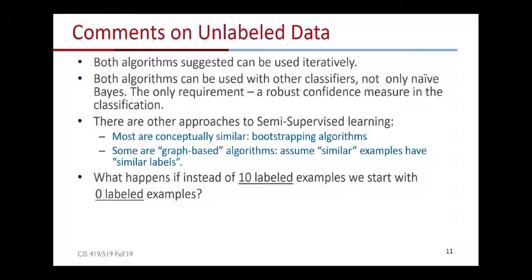We're going to continue with the semi-supervised algorithm that we just talked about before, but I'm going to ask the following question. What happens if instead of the 10 labeled examples that we started with, we now start with 0 labeled examples?